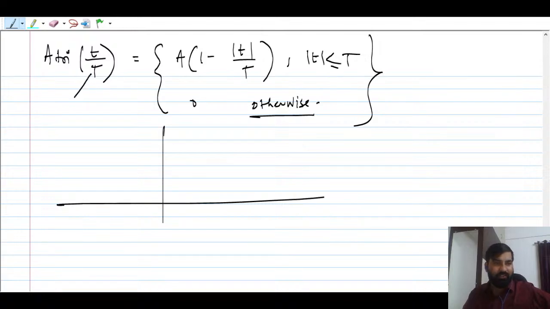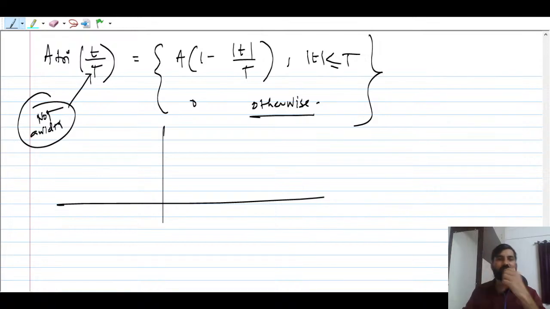Remember that this time, this is not the width, guys. It is not a width, you can say. It is just that here the signal is going to be 0 at t. Here the signal is going to be 0, you can say.